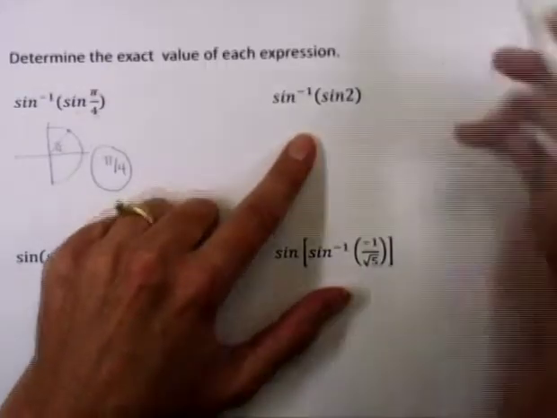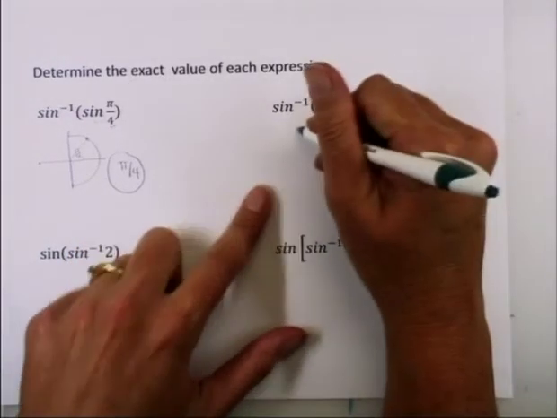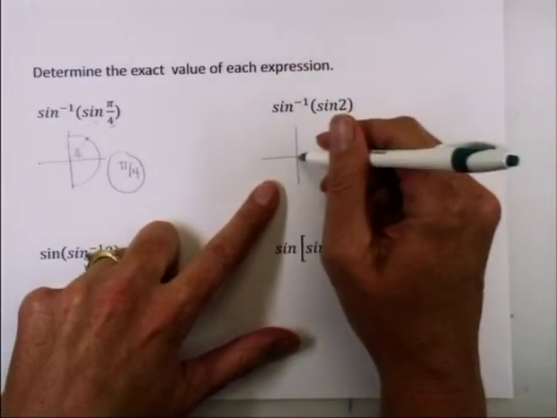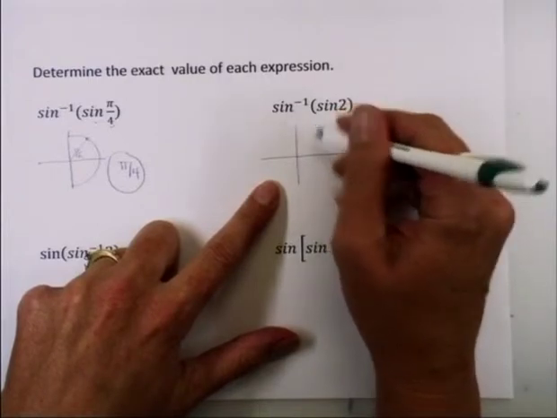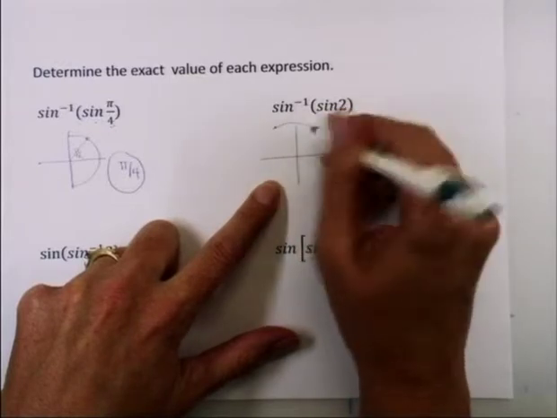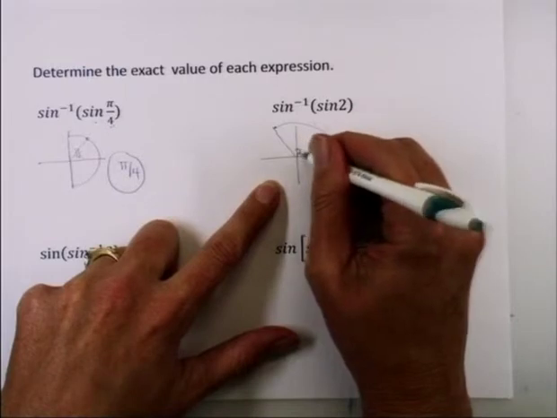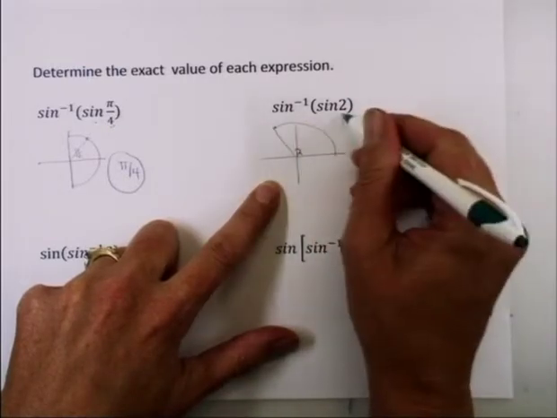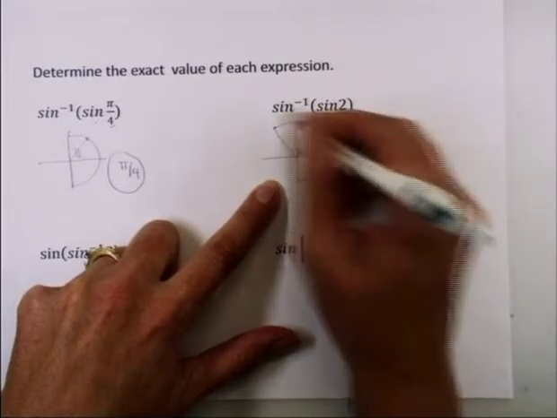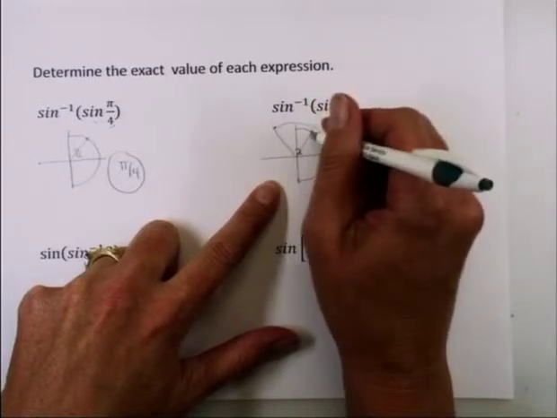So let's look at this one. The sine inverse of the sine of 2. This one's in radian mode, so I have to think a little bit harder. Where is 2 radians? I know that 1 radian is about 57 degrees, so 2 radians is going to be over here somewhere. If this angle right here is 2 radians, it is not within my restricted domain. So I'm going to do what I did on the last problem and reflect that over into quadrant 1, because these are going to have the same sine value.